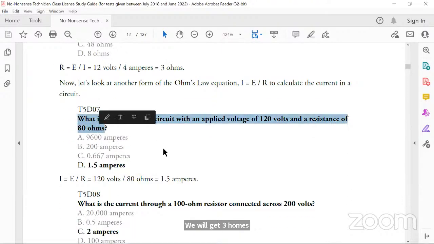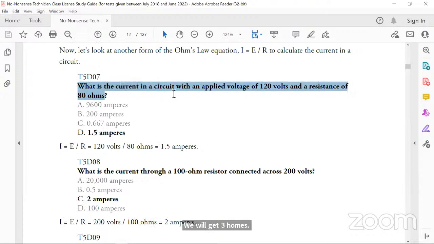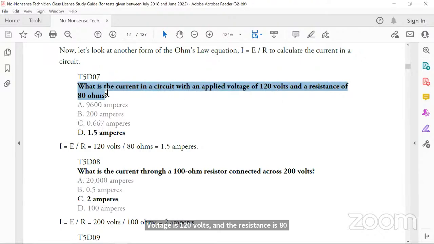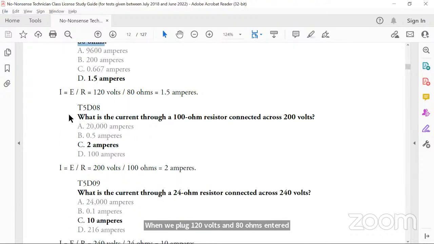Next question, Ohm's law formula again. What is the current in a circuit when the applied voltage is 120 volts and the resistance is 80 ohms? Again, we use the format I is equal to something because we want current, and I is equal to E divided by R. When we plug 120 volts and 80 ohms into the formula, we get 1.5 amperes.